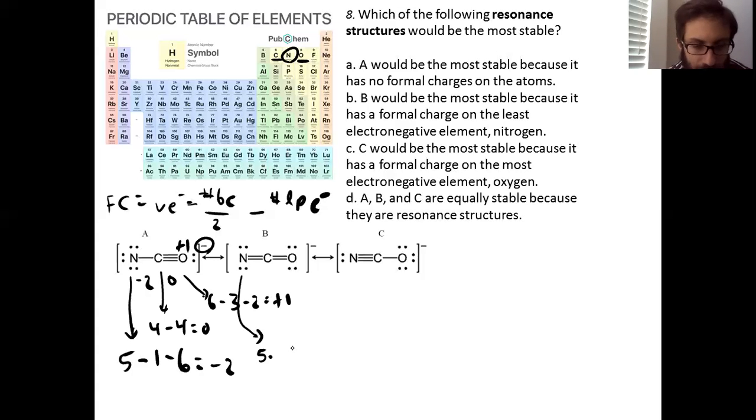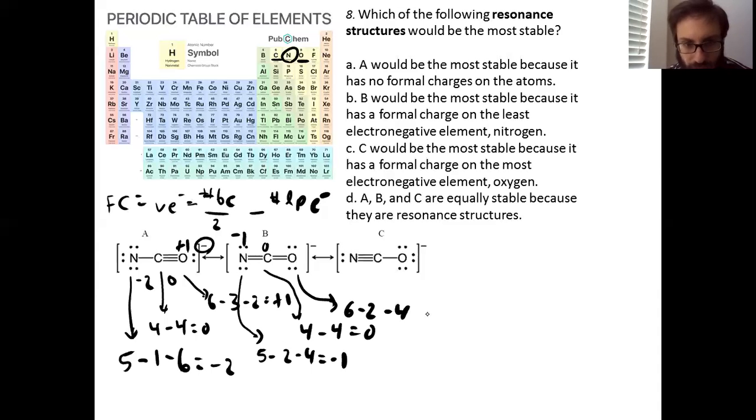Next one. Nitrogen: group 5 minus 2 bonds minus 4, that equals minus 1. Carbon is group 4, minus 4 bonds, and there are no lone pairs, so that's 0 again. Oxygen is group 6, minus 2 bonds, minus 4 lone pairs, and that is 0. Does this make sense? Check your work. Minus 1 plus 0 plus 0 is minus 1. Matches the charge.